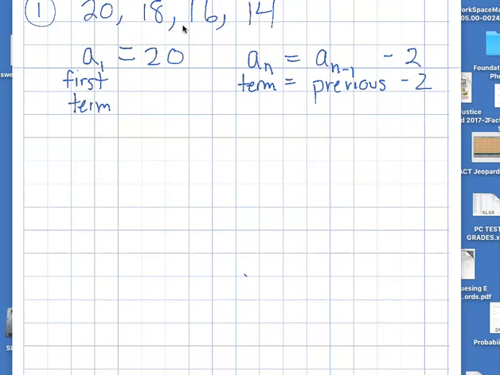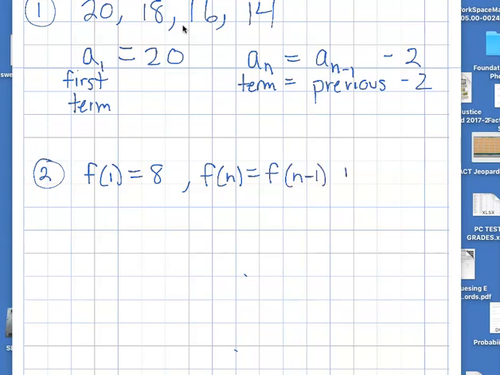Now I'm going to give you the rule, and we'll see if we can write out the sequence. For example, let's say you have f of 1 equals 8, and f of n equals f of n minus 1 plus 11, and you need to find f of 6. So it's saying find your sixth term.